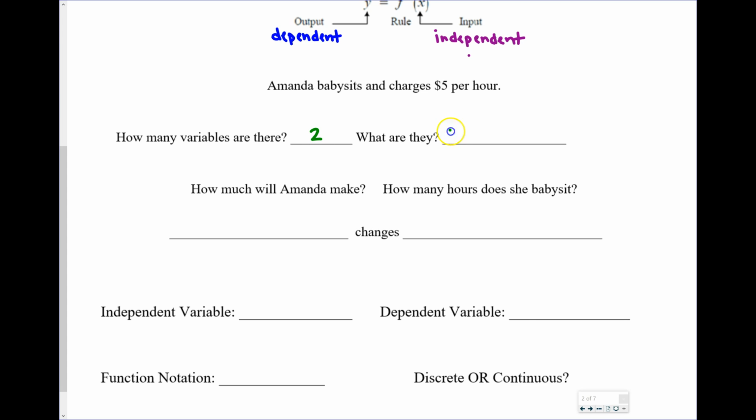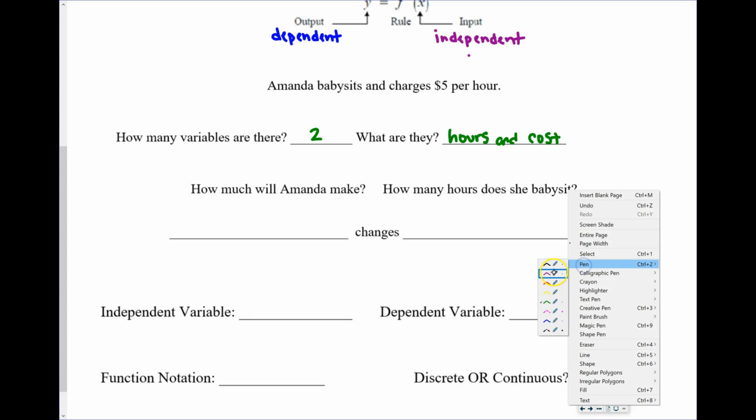One variable is the amount of hours that she's charging or that she's wanting to have. Like, if I'm going out and you want to leave your kids, how many hours are you going to be gone? Maybe 4 or 5, whatever. That's a variable. It varies. The other variable is the cost. Depending on how many hours I'm out, my cost is going to change. It is $5 an hour, but if I'm out for 4 hours, I'm paying $20. That changes based on how many hours I'm out. So these are the two variables we have.